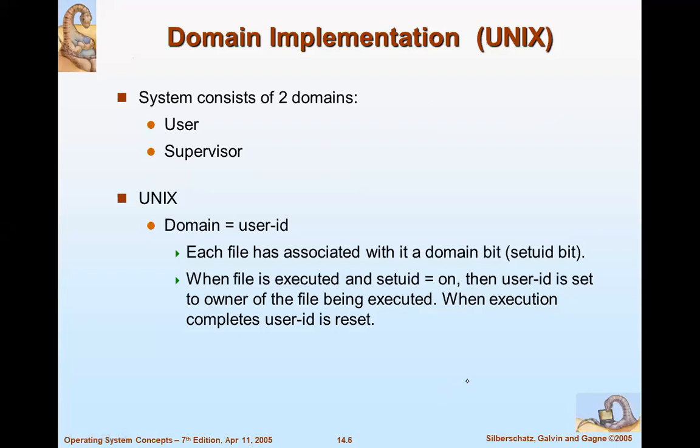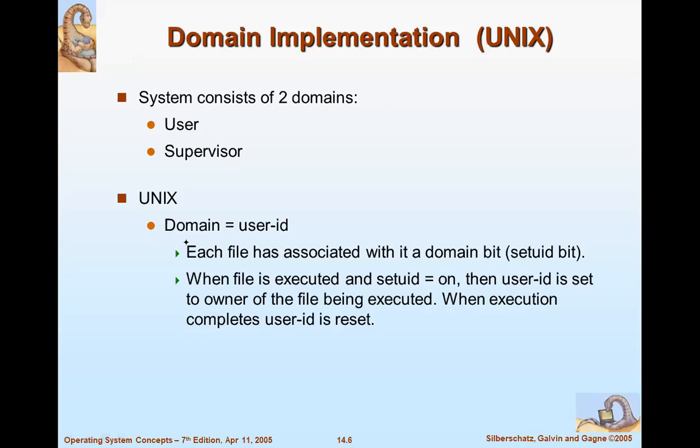Similarly, you can see over here the example of Unix, where domain implementation is done with two different domains. The system actually consists of two domains, as we have the user and we have the supervisor. And we have also studied that there are two domains in the Windows operating system as well, that either you are in kernel domain or you are in user domain. So here he is using the user domain and the supervisor domain.